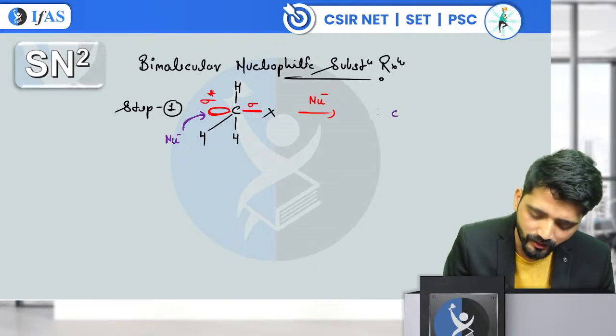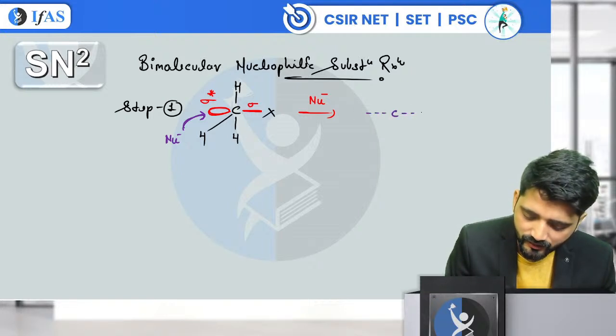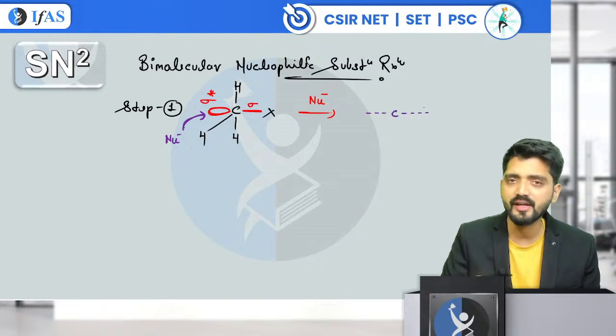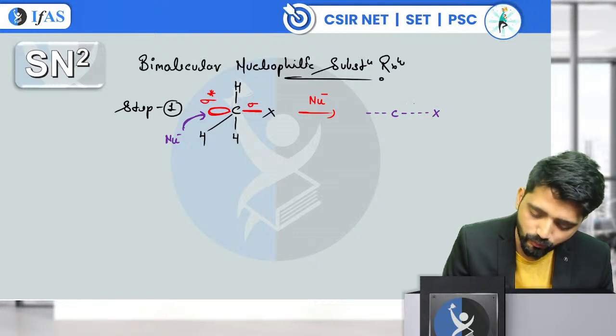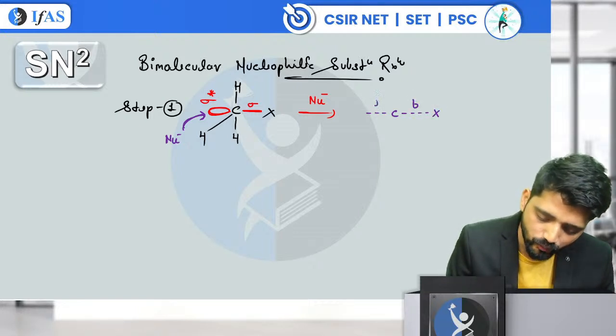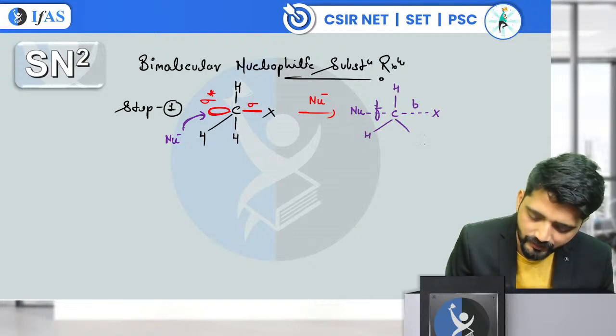So we will form a transition state. This SN2 reaction proceeds via a transition state where this bond is breaking and this bond is forming. The nucleophile and the carbon bond is forming and the second bond is breaking. Now, this is how the transition state looks.